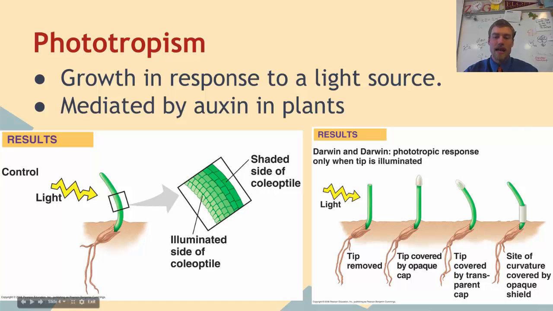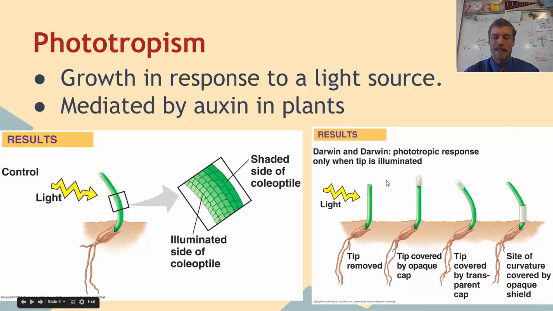And what we can see is that that response is actually coming from the tip. So when the tip is removed, you can see that the plant itself does not grow to the side. If the tip is covered with a cap, it also does not grow to the side. However, if the tip is covered by a transparent cap, the light can reach the tip and it grows over to the side. Or if the actual site of the curvature were to be covered, then it would still be able to grow over to the side.